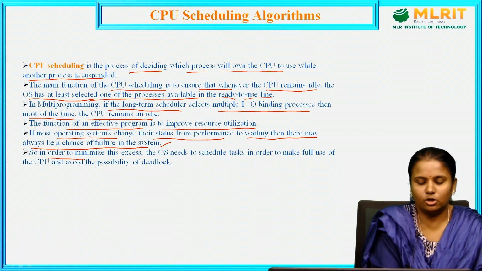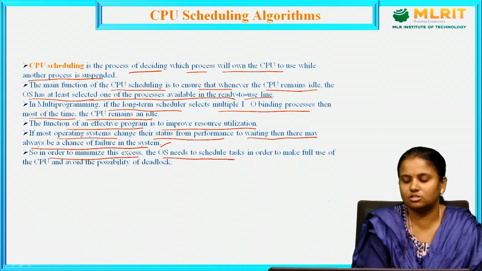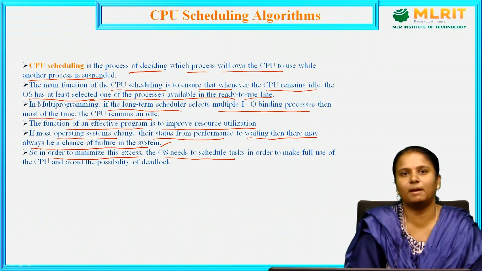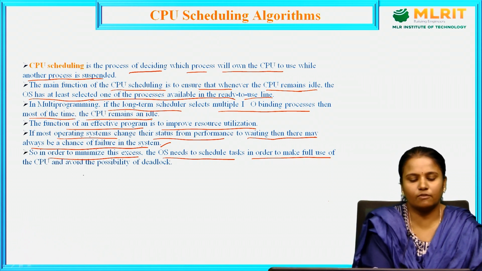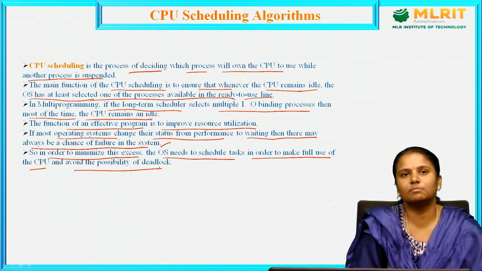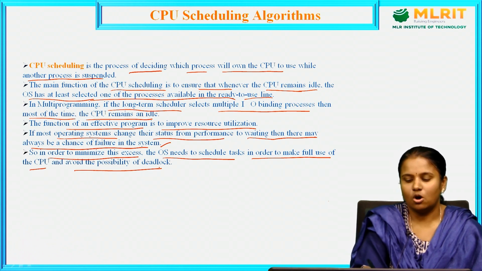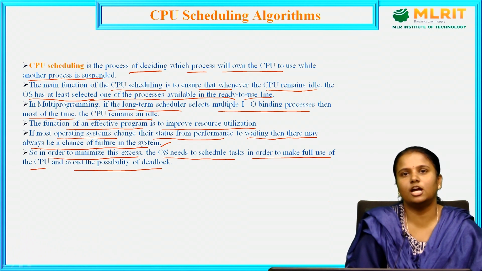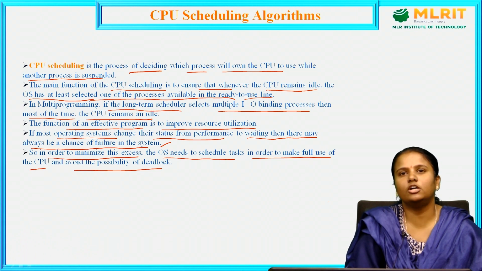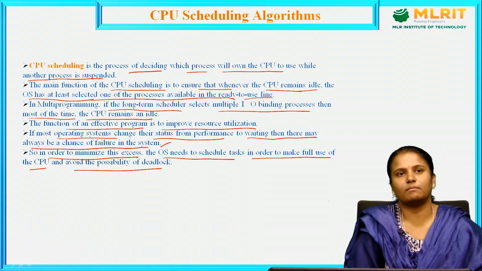Next, in order to minimize this excess, the OS needs to schedule tasks. Multiple tasks cannot be performed at a time, so for each task we need to schedule different tasks, in order to make full use of the CPU and avoid the possibility of a deadlock. Deadlock we are going to discuss in the next third unit. So the OS needs to schedule tasks to make full use of the CPU and minimize the excess. That is what CPU scheduling is about.